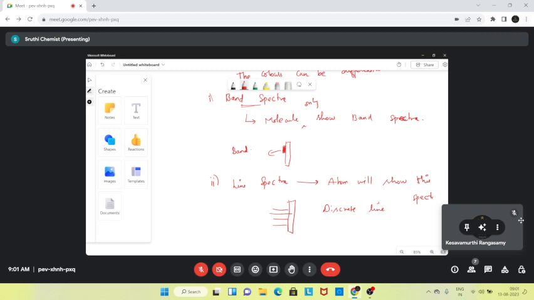Band spectra means too many lines connected together will form a band that is created only by the molecules. Because of the molecules, the band spectra is formed. What does mean by line spectra? Line spectra in the sense a single line is formed like this. This will happen only if you take atom. So the atom will show the line spectra. The band spectra will be shown in the molecule.